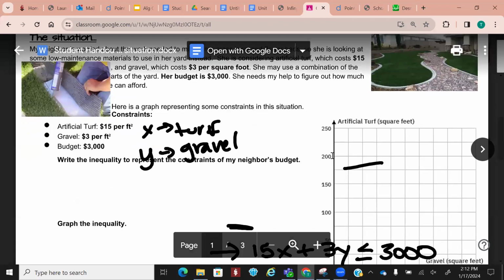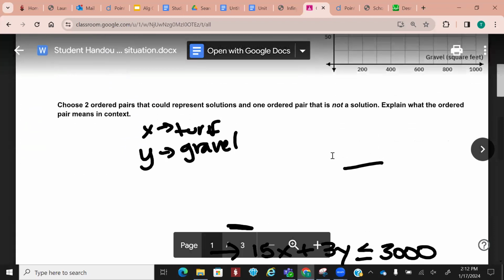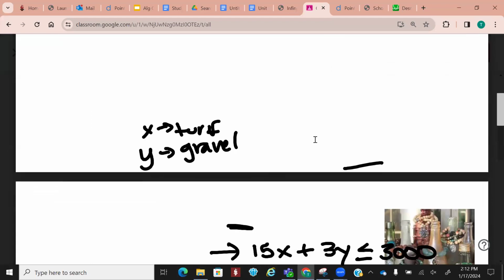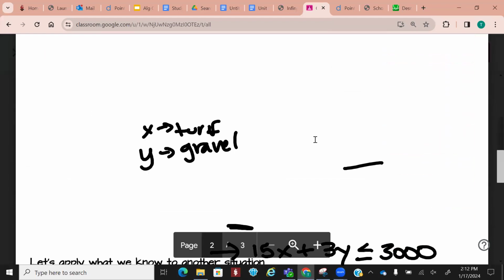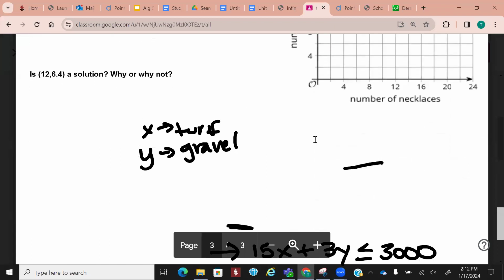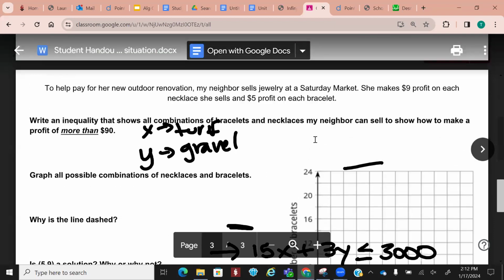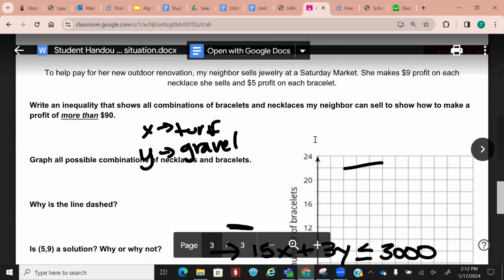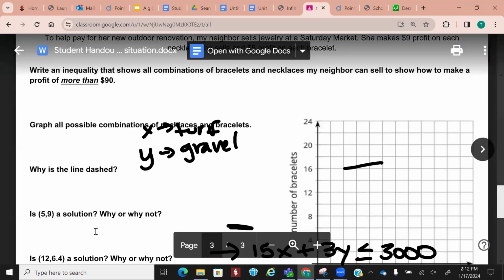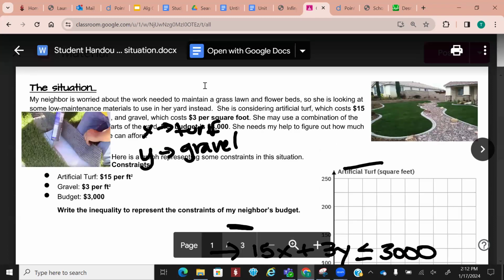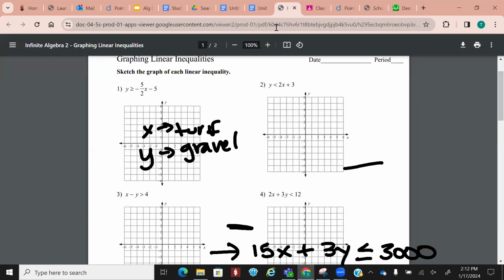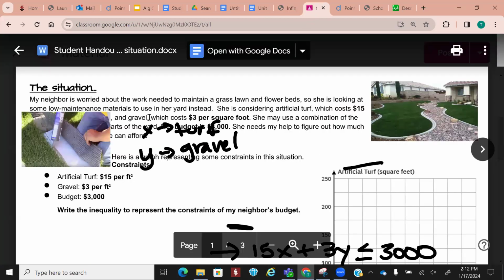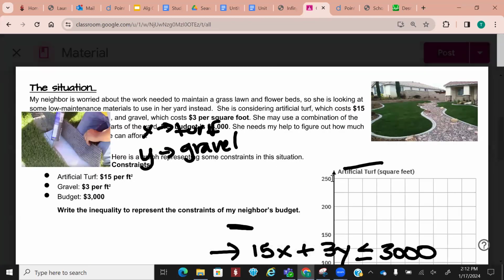So on your paper, you're going to graph the inequality and then choose 2 ordered pairs that represent the solutions and 1 ordered pair that's not a solution. On the back, you should have these problems. So you'll take a look at that. You'll write the equation, graph it, and then tell me the answers to these questions. So this document will be turned in. And this document will be for homework if you don't finish.